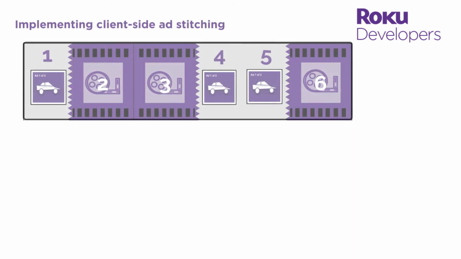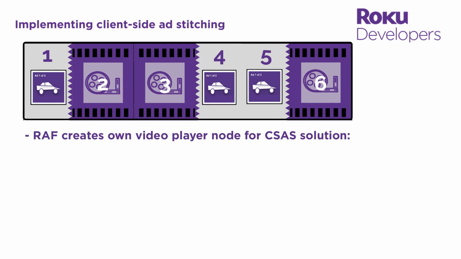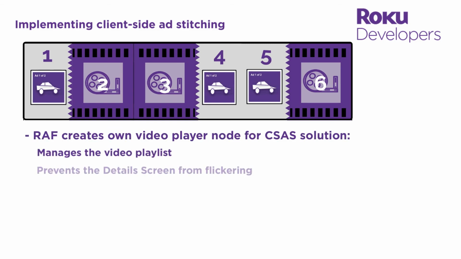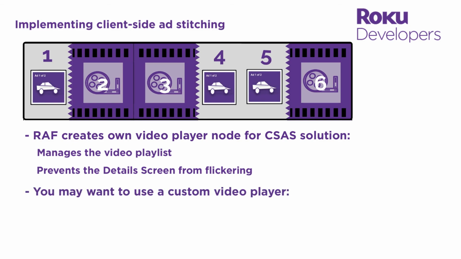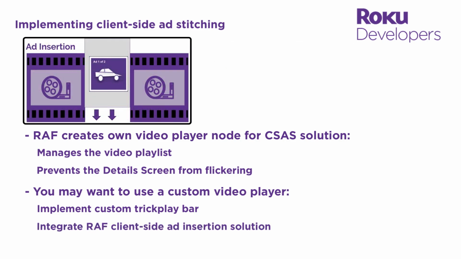As part of the client-side ad stitching solution, RAF creates its own video player node for managing the video playlist within the stitch stream and preventing the previously displayed detail screen from flickering into view between videos. When you develop your channel, you may want to use your own video player in order to provide a more customized playback experience. For example, you may want to design a branded custom trick play bar, which provides visual feedback when users seek, fast forward, and rewind content. In this case, you can implement the client-side ad insertion integration detailed in the RAF documentation.